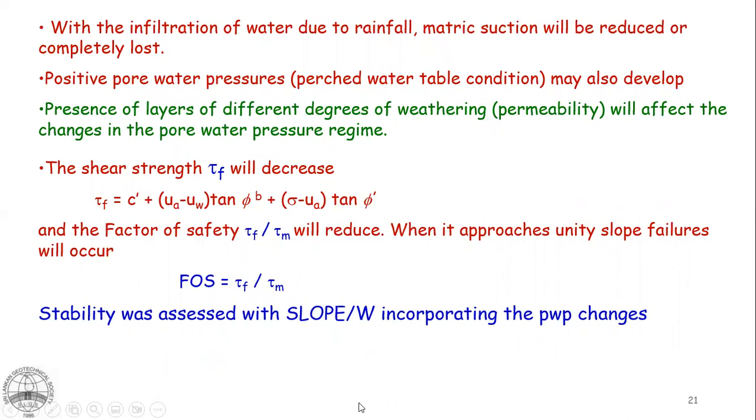So there I showed you how the infiltration will cause a reduction of matric suction and development of perched water tables. So the shear strength equation is given by that. So with the loss of matric suction, shear strength would be lowered.